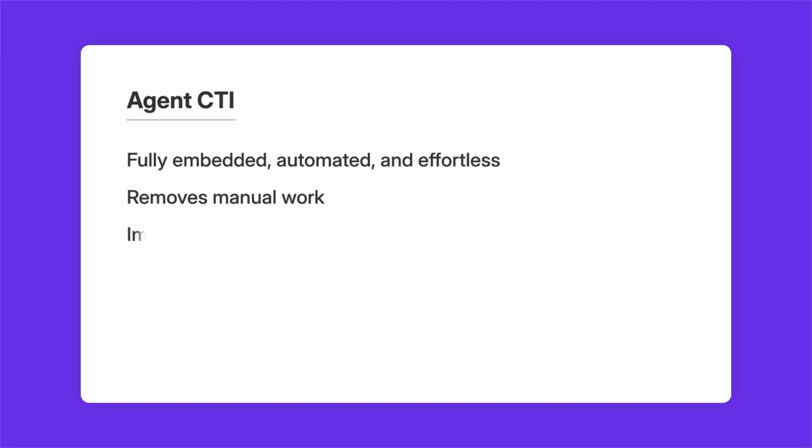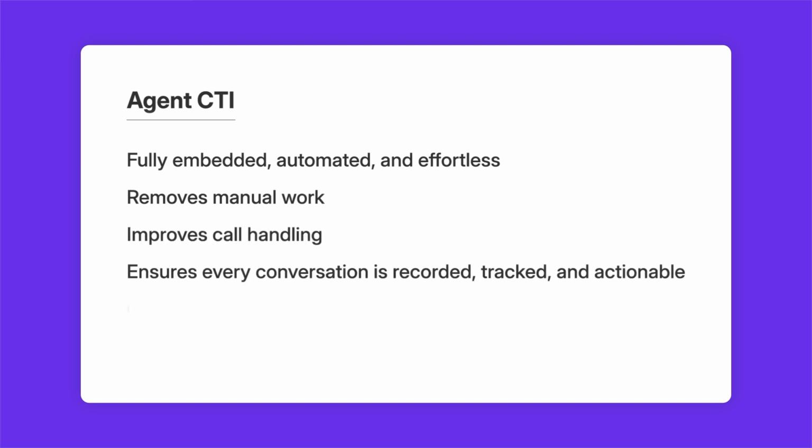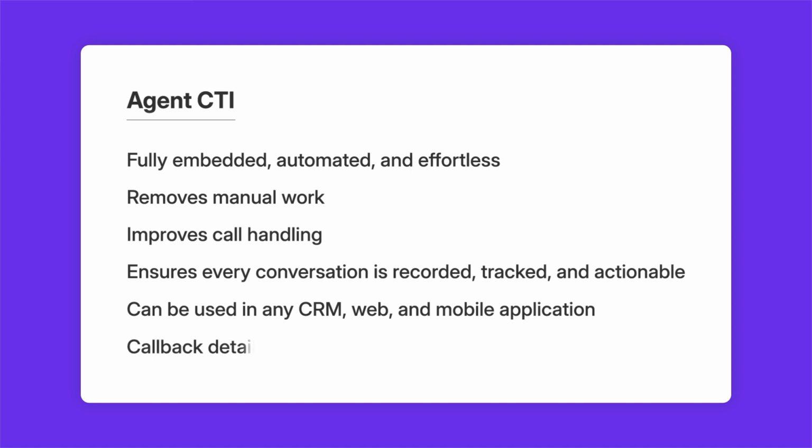Agent CTI is fully embedded, automated, and effortless. It removes manual work, improves call handling, and ensures every conversation is recorded, tracked, and actionable directly inside your CRM. Agent CTI Plugin from Office24by7 is a robust and versatile solution that can be used in any CRM, web, and mobile application, with all callback details pushed through APIs and stored at your end.